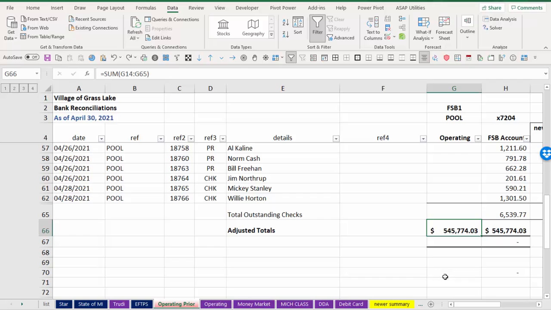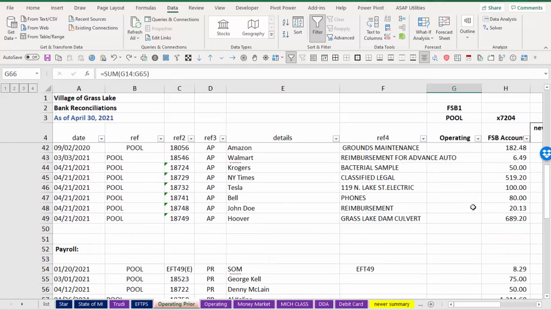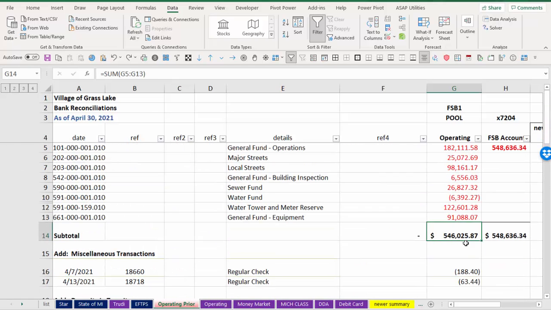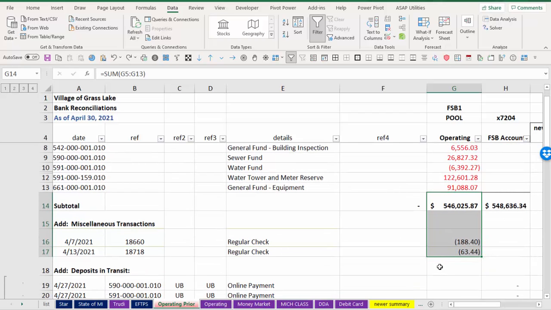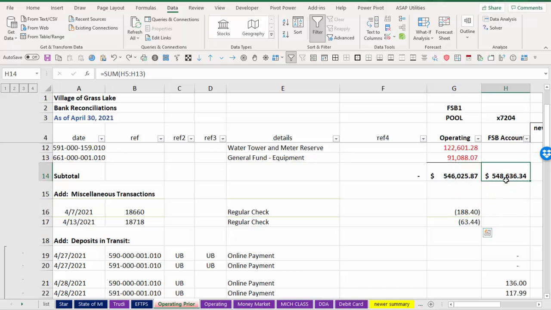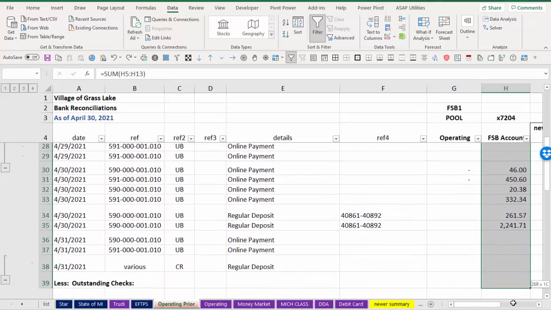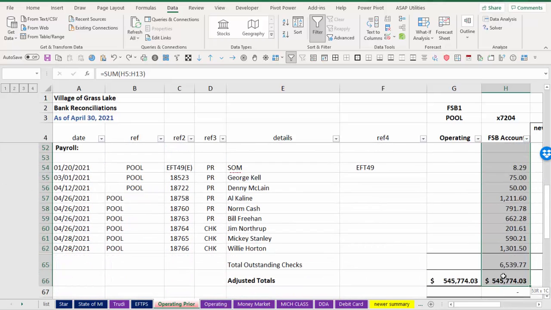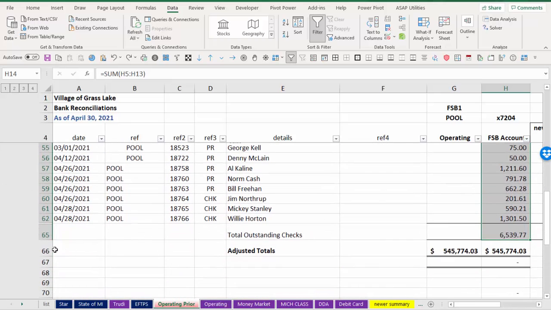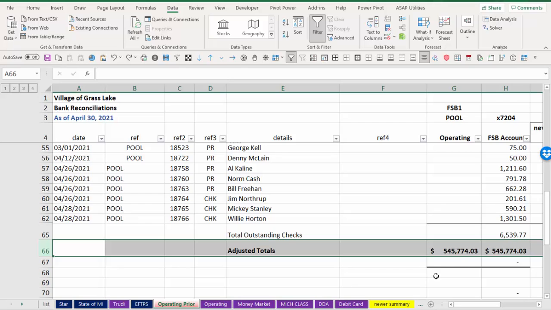So we have adjusted totals both on the general ledger side and the bank side. For the general ledger, it's the general ledger balance plus or minus the miscellaneous transactions. And on the bank side, it's the bank balance plus the deposits in transit minus the outstanding checks. So in our case, our adjusted totals are the same, so we know the reconciliation is complete.